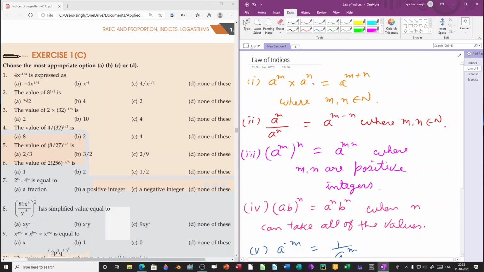So a raised to m into a raised to n equals a raised to m plus n, where m belongs to N. Similarly, a raised to m over a raised to n is equal to a raised to m minus n. That is, when the base is the same but they are dividing, the powers or indices will be subtracted. Then the third one, a raised to m whole raised to n, can be written as a raised to mn, where m and n are positive integers.